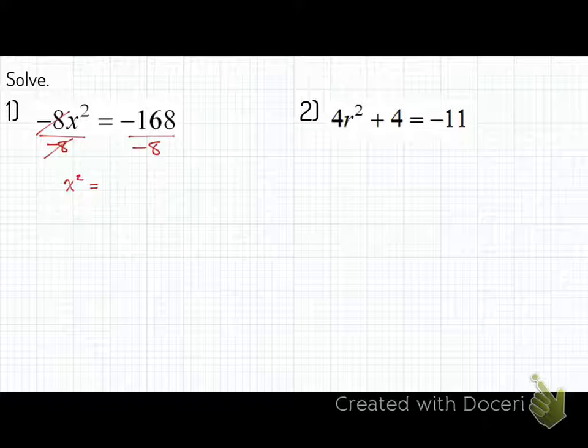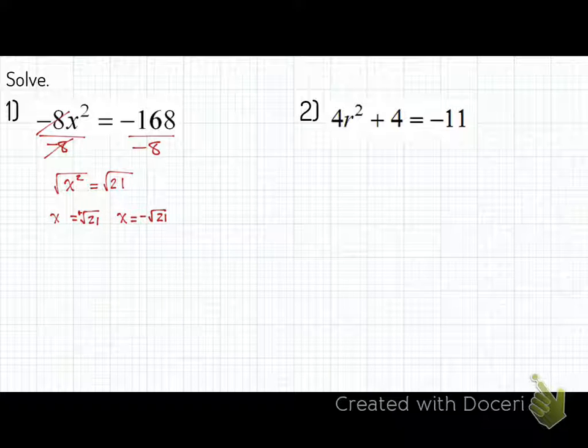And then 168 divided by 8, well, this isn't too hard. What's 16 divided by 8? 2. And then what's 8 divided by 8? 1, okay? All right? So, and it's a +21, right? But we don't need to put the positive sign. Now the x squared term is isolated. I can take the opposite of squaring, which is square root. When I take the square root, I'm actually getting two answers, a positive and a negative answer. So I'm actually going to write this down as x equals positive rad 21 and x equals negative rad 21.